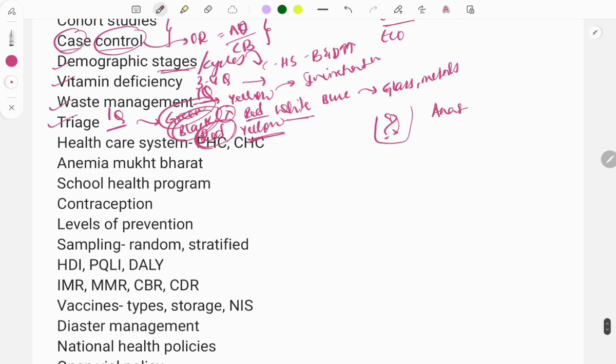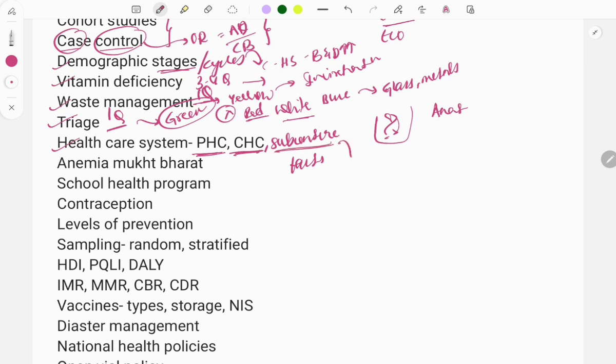Okay, then moving on to the healthcare systems. So questions are asked on the healthcare system like the PHC, the CHC, then the sub center. So questions have been asked on its facilities, like what facilities are provided under the PHC, CHC, that is the medical college, district level, and then the sub center.